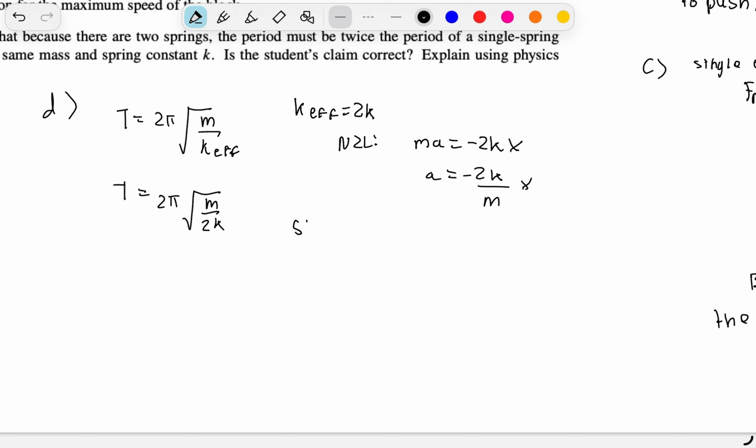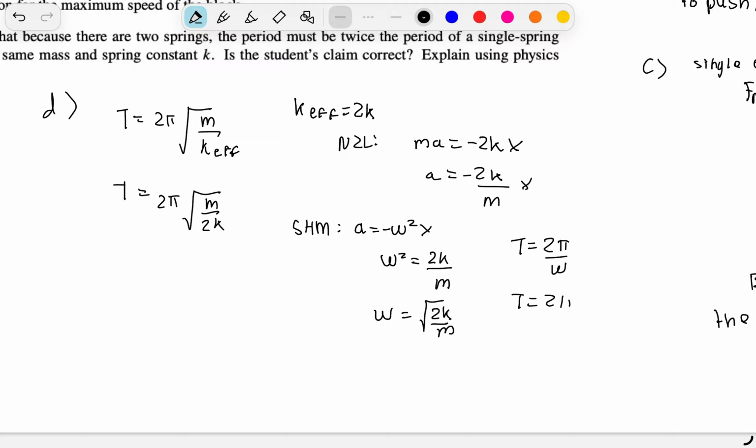So we also have our simple harmonic form. So this means that omega is equal to the root of 2k over m. We also know period is 2 pi over omega. So then period, substituting that in, we get 2 pi over the root of 2k over m. And then we're going to flip this and put this up here. So we have 2 pi times root of m over 2k, flipping the inside of the contents.